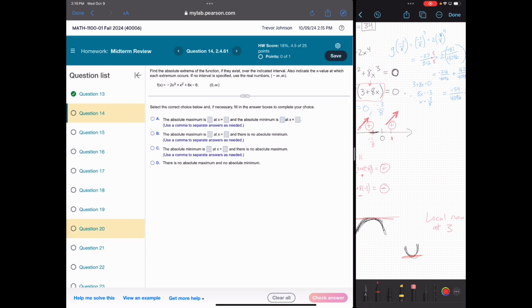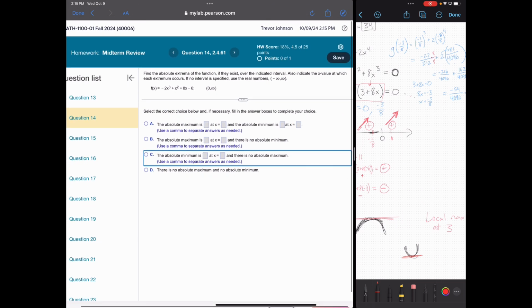Question 14. Absolute extrema. Okay. Absolute extrema. And this one's interesting because look at that interval it gives you. It doesn't give me a closed interval. With this example, it gives me an open interval, which means I can't really test my endpoints, right? I can't test my endpoints here. If I do have a closed interval, remember you have to test your endpoints because your endpoints could possibly be your absolute max or your absolute min. Okay. But let's try this one out.